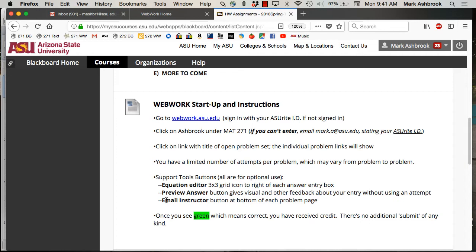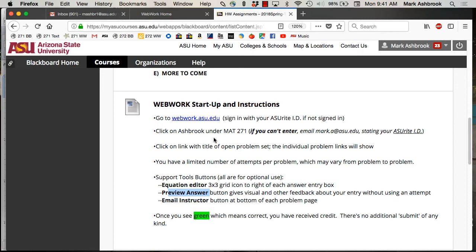Let me just point out the preview answer button is extremely helpful. Use the preview answer. It'll give you some hints and clues about what you've entered that might allow you to save an attempt, okay? And then email instructor. If you have questions, don't start an email thread from your inbox. There's an email instructor button at the bottom of every problem page. Use that button because then I get a direct link to your problem, okay? If you need to take a snapshot of the work you've done and attach that or send that in a separate email, that's great. But always use the email instructor button if you have questions.